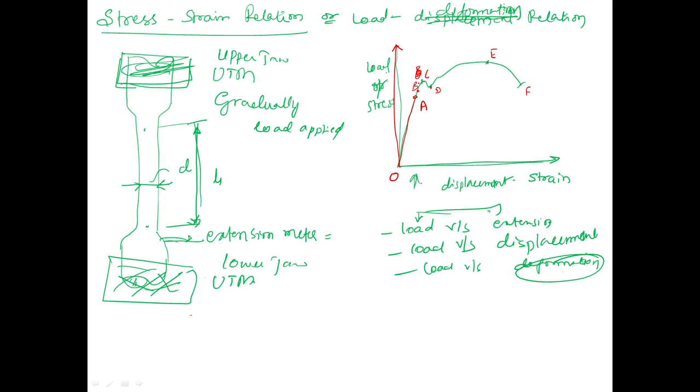Now, as you go on drawing the curve based on the values obtained in the conduction of the experiment, you are going to get two values: load as well as extension of the extensometer. Now load is increased gradually. There is no sudden change. So load is increased gradually.